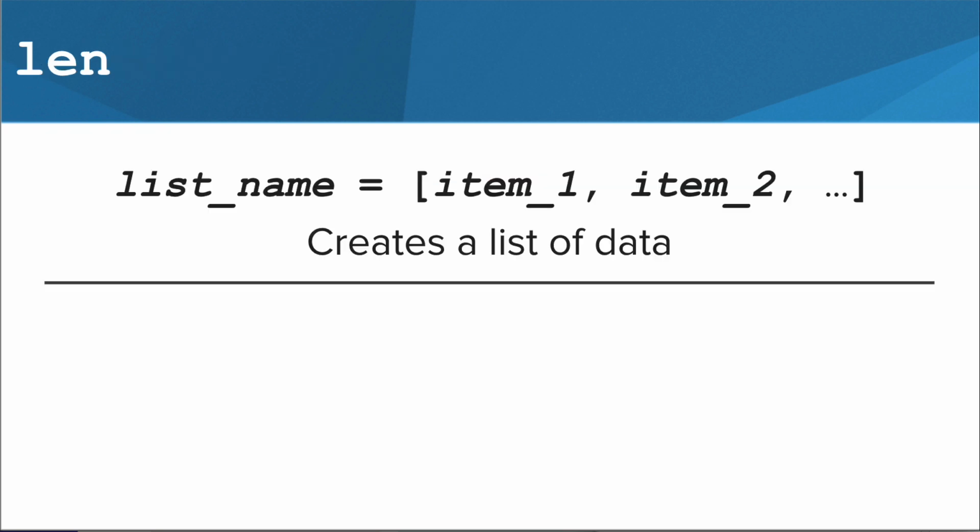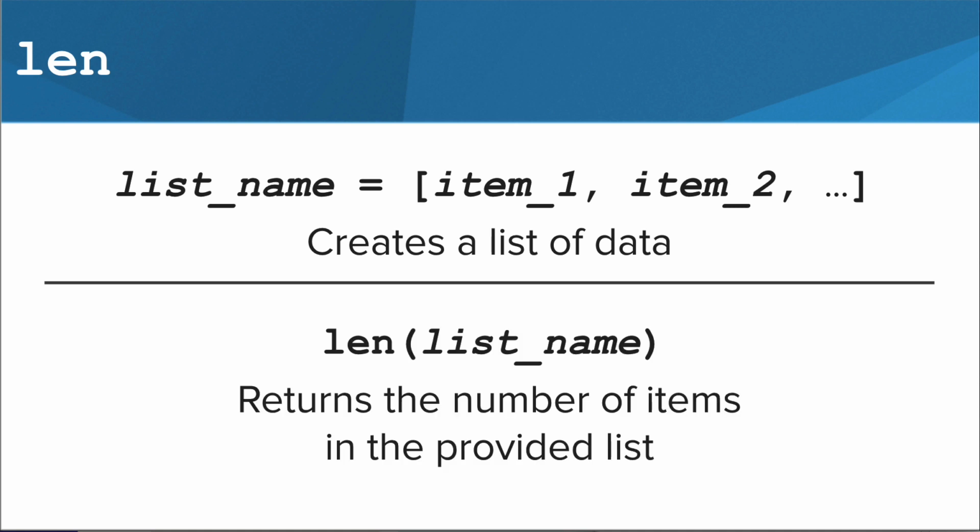If we have a list created, we can find the length of the list by using the len function. The function takes one parameter, which is the name of the list we want to find the length of. The function will then return to us the number of items in the list. This means that the value returned will be one greater than the highest index value in the list, since the index values start at 0.